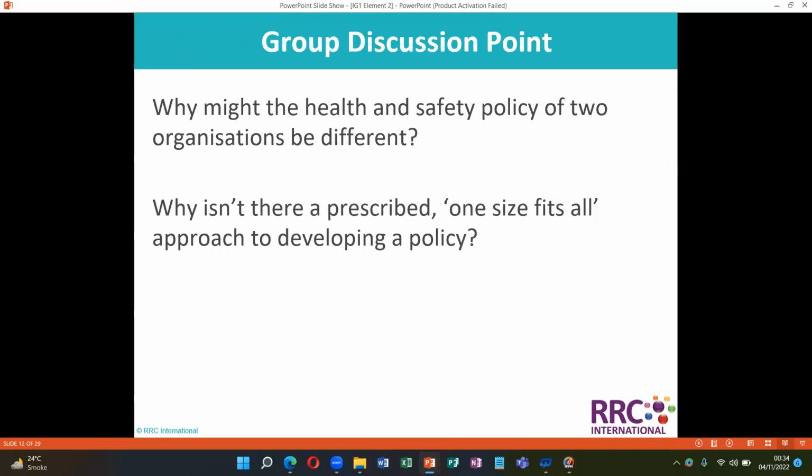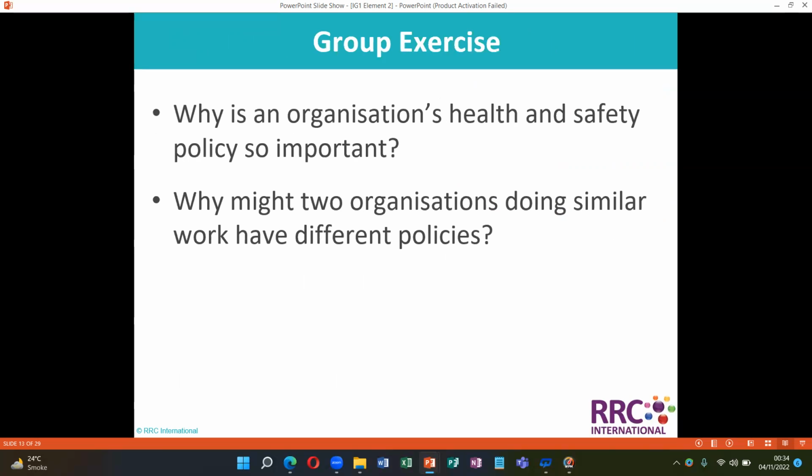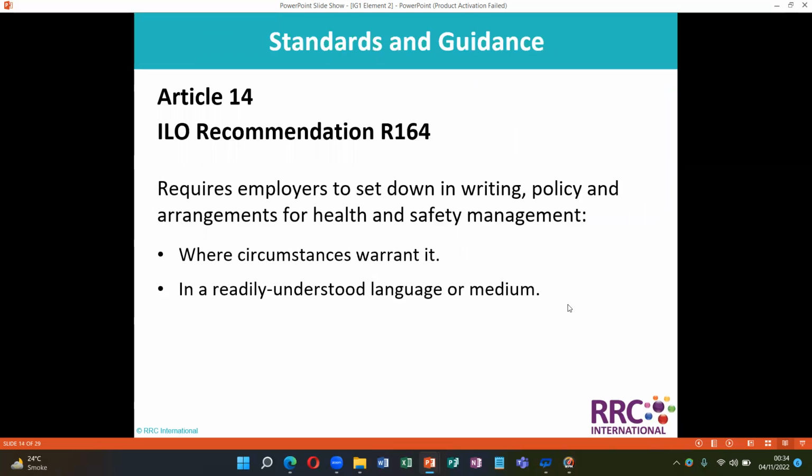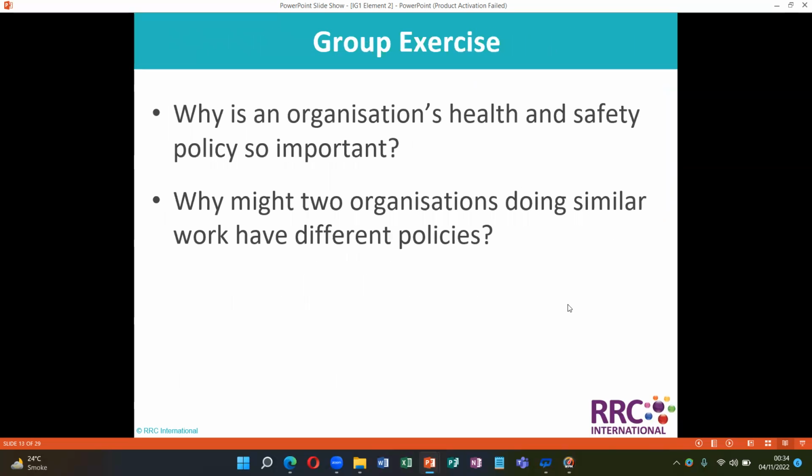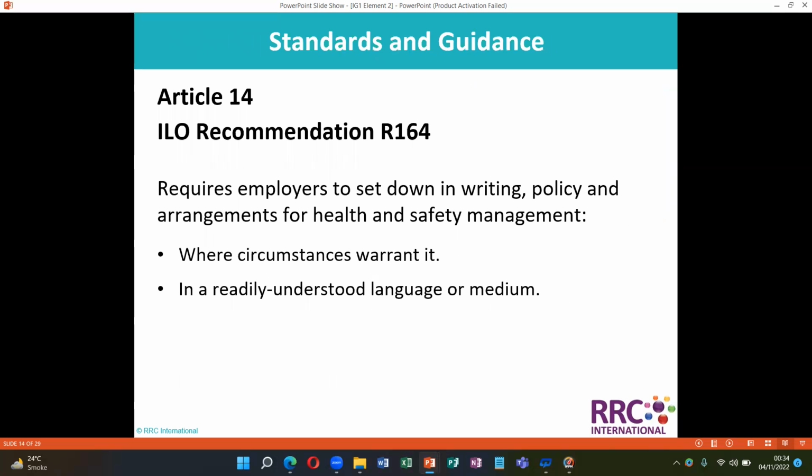Why isn't there a prescribed one-size-fits-all approach to developing a policy? Group exercise: why is an organization's health and safety policy so important? Why might two organizations doing similar work have different policies?